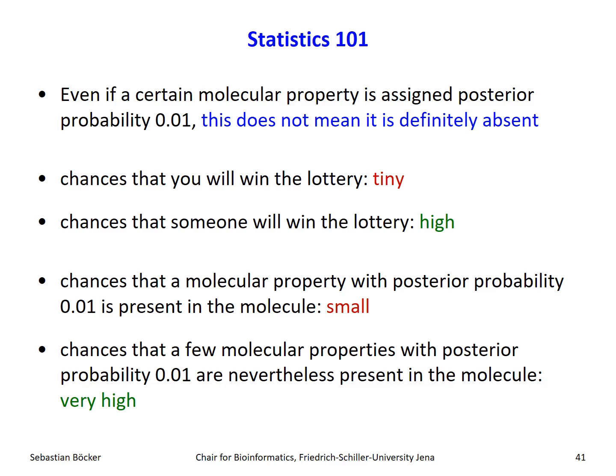But even if it was absolutely accurate, the point is the chances that you win the lottery are tiny, but the chances that someone wins the lottery is pretty high. And so we have loads and loads of different molecular properties, and many of them are predicted with very small posterior probability. And if there are hundreds of them with posterior probability 0.01, then each of them has a very small chance to be present in your structure. But a few of them will definitely be present simply because there are so many. That's just a word of warning. Don't be absolutely sure just because CSI told you this property is not in there, so I'm 100% sure that it's not in there. No, it doesn't work this way. That's not how statistics work. I'm sorry.